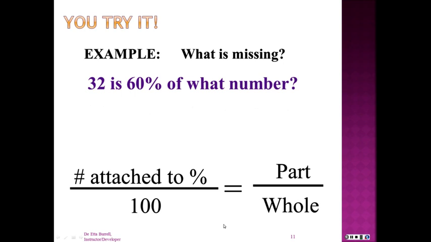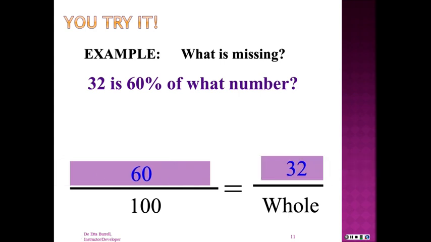What's missing here? The whole. Of what number? We don't know the whole. We've got our percent, which is 60 over 100. We've got our part, which is 32. But we're missing the whole.